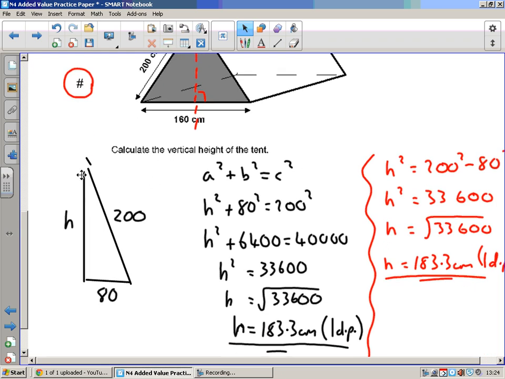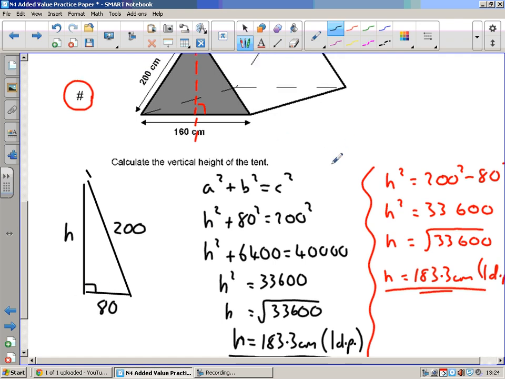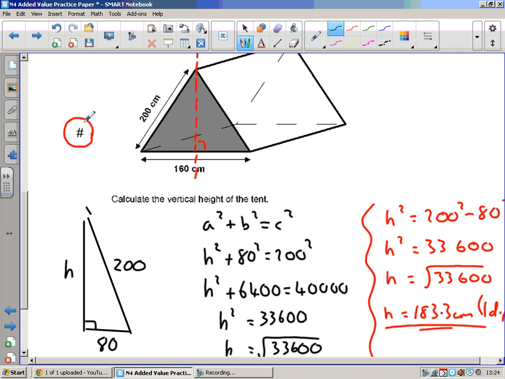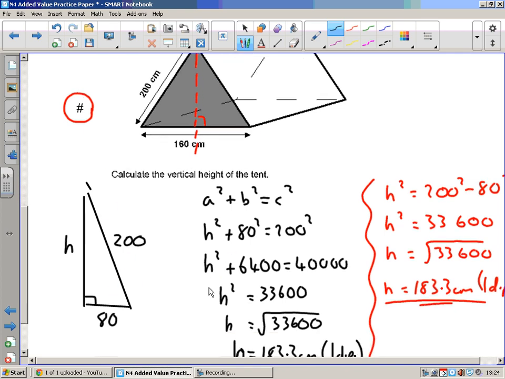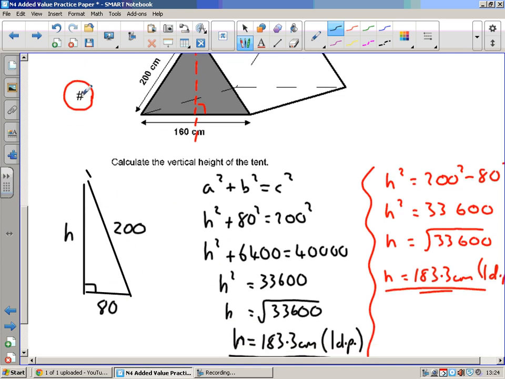So the sloping side would still be 200. This 160 is cut in half, so this part here would be 80. And that's a right angle. So spotting that, splitting it up into a right angle, knowing that I can use Pythagoras will get me my problem solving mark. You need to be able to do that.